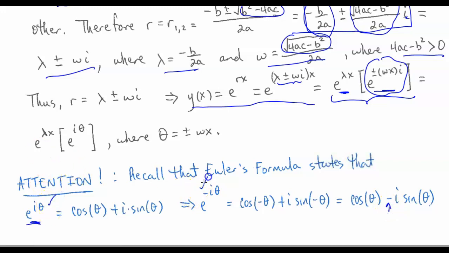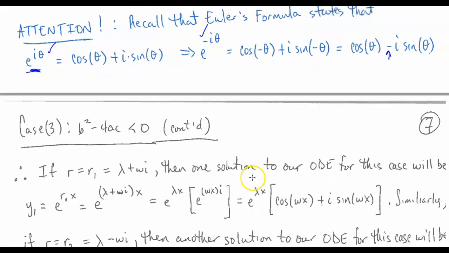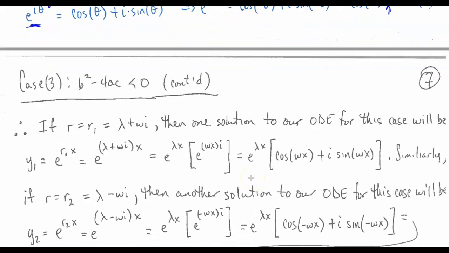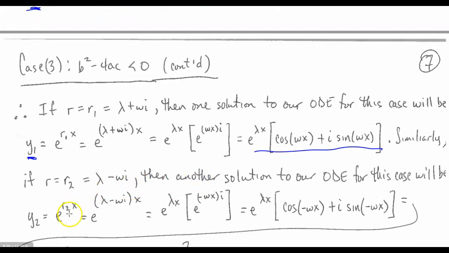So these two are essentially conjugates of each other. Okay. Now, if we were to say, in general, what is that solution going to look like, then I could just say that y1 is just going to be e raised to the lambda x times all that. That'll be one solution. And of course, the second solution would be the same thing, just using the conjugate.